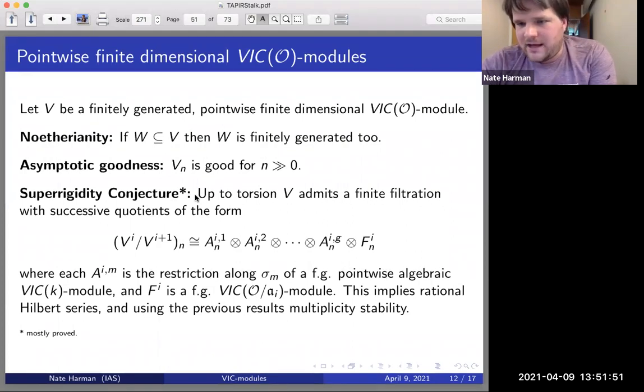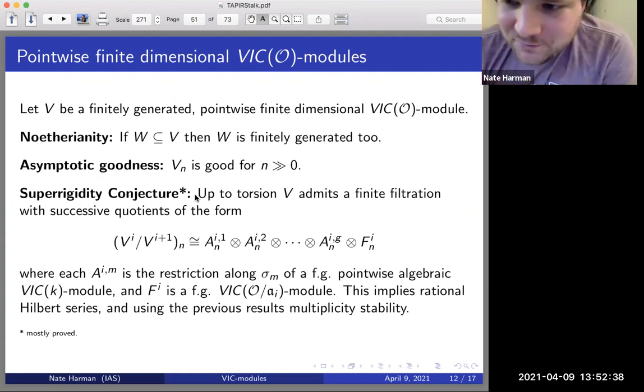It's mostly proved. At this point, I have the overall proof set. There are a lot of technical things that need to be proved, and the problem is that often something is in the literature for PIDs, and so I need a version that works for Dedekind domains. So there are a lot of technical issues that I still need to address, but morally, this is something that I know how to prove. I'm listing it as a conjecture because it's not 100%, but it's close. So this is what to expect. The Noetherianity and asymptotic goodness are 100%. Perfect.